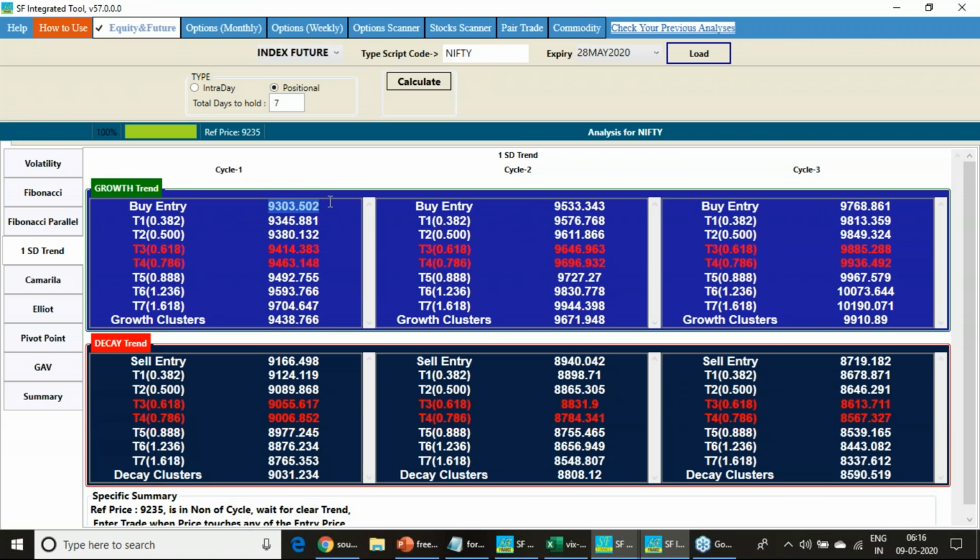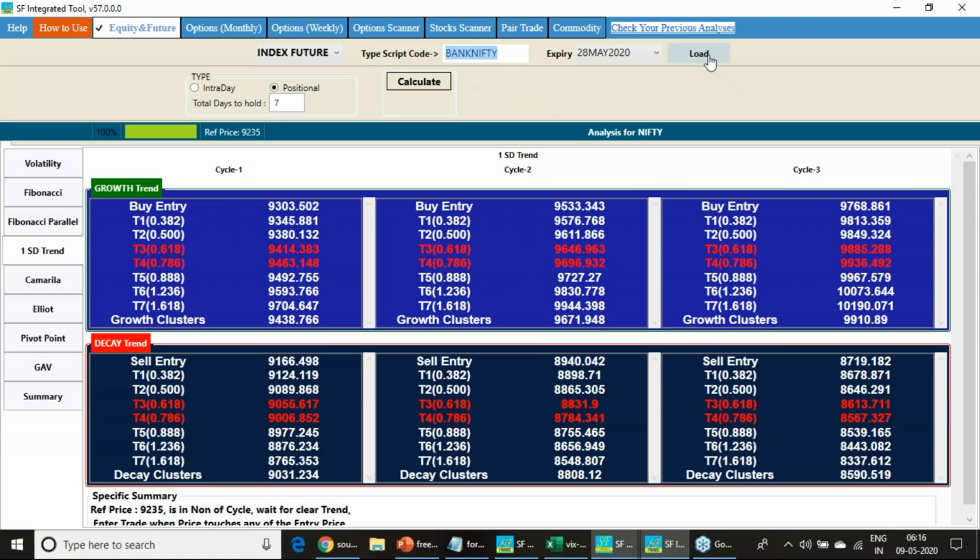9,300 above, if Nifty maintains, it has all chances to touch that 9,700. If it is falling below 9166, it has all chances to fall till 8765. All these price points have been given here. So have a look and just follow in the next coming week what price points it is reaching.